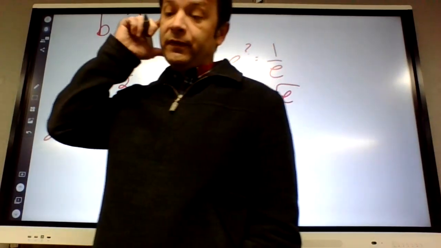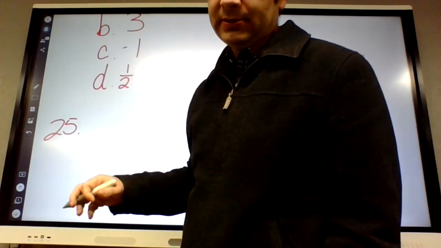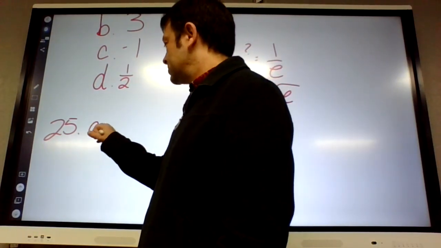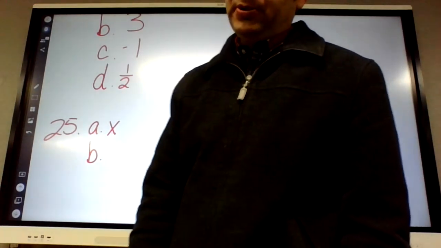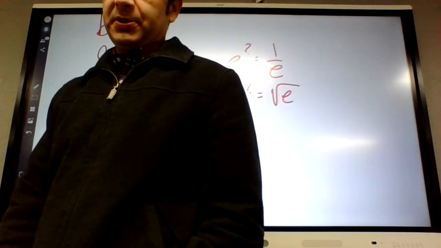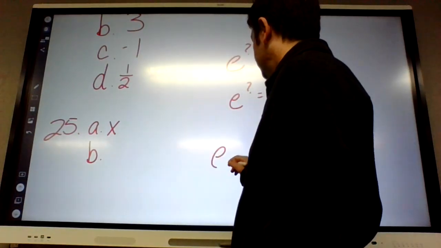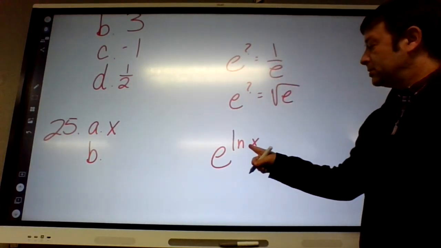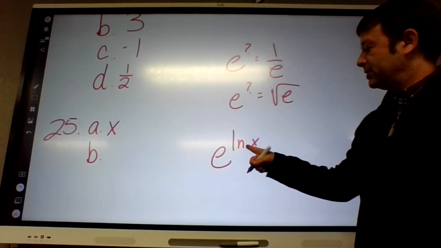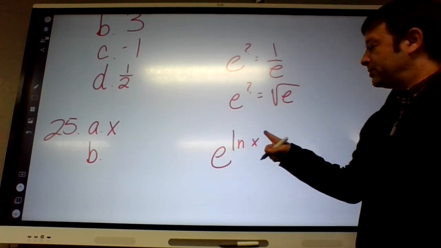Number 25. E to the what equals e to the x. x. B would be like, oh, I forgot about these, dang it. I was going to reset my mind. The exponent is like e to the what equals x.